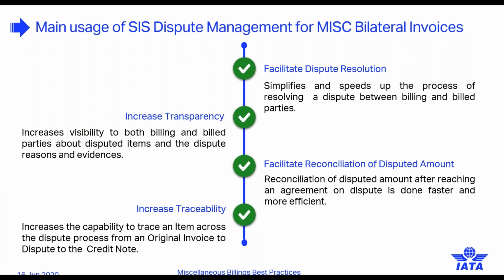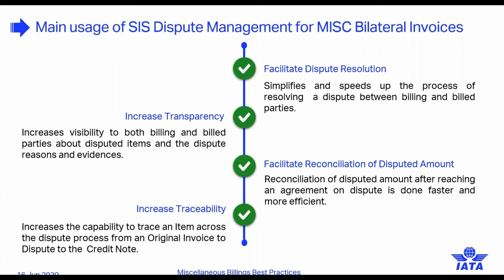There is an important point about dispute reconciliation and settlement, which is, unlike a miscellaneous rejection, a miscellaneous dispute has no obligation for payment. It will only be settled if the billing member of the original invoice optionally issues a credit note for the disputed amount after they agree on the disputed items.